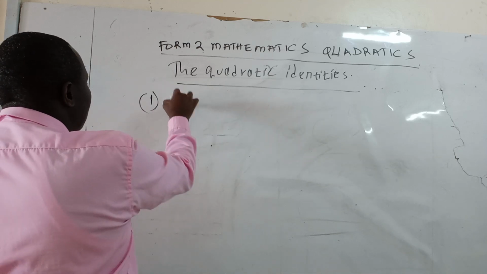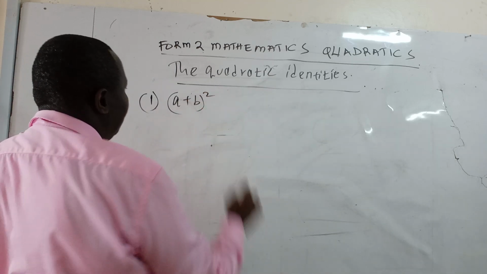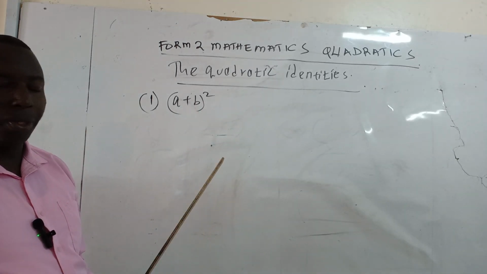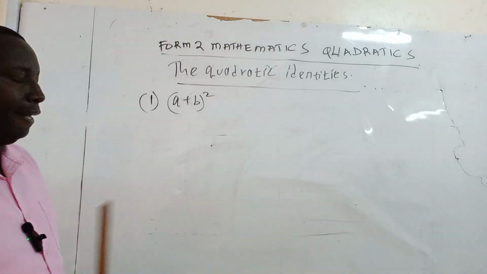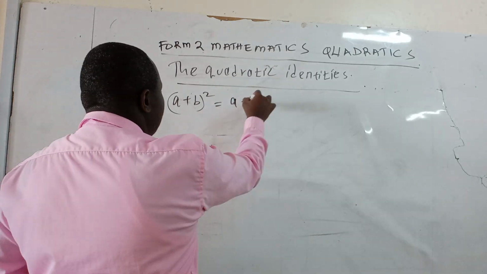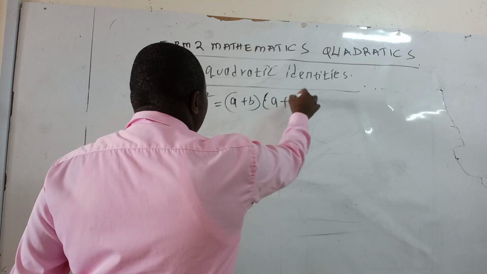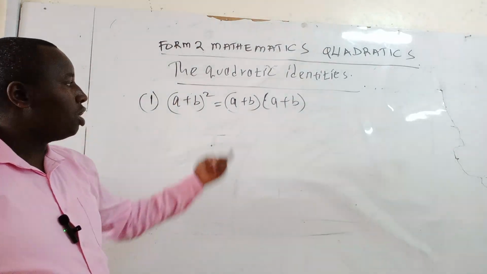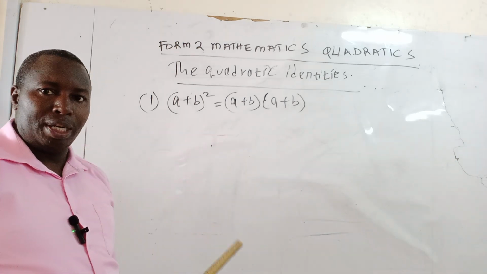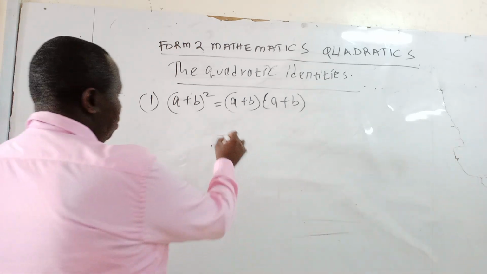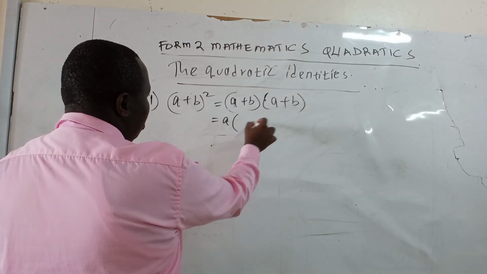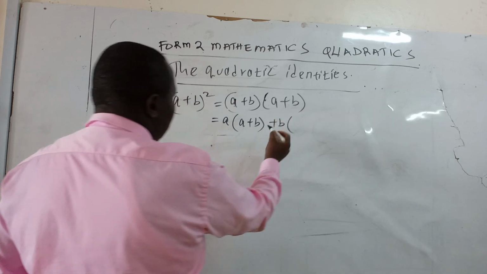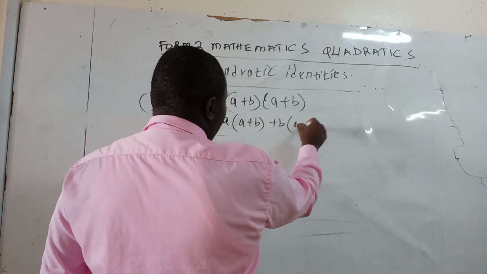The first one is (a + b) squared. When you want to expand this, (a + b) squared means the same as saying (a + b) and (a + b). You expand this using the long method of expansion. Take this a, open (a + b), and then take this plus b, open the same (a + b).